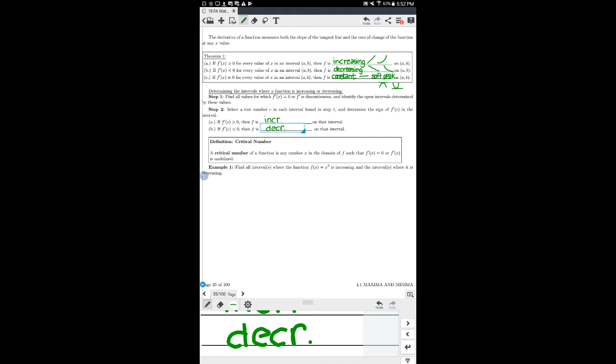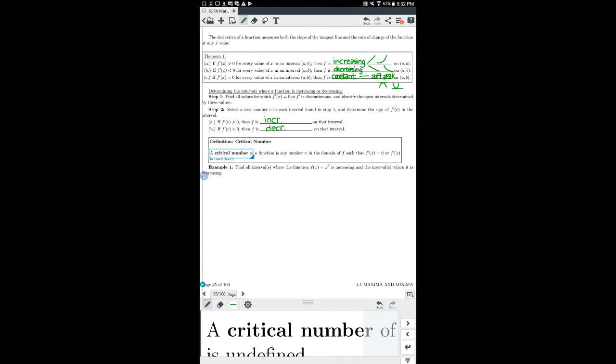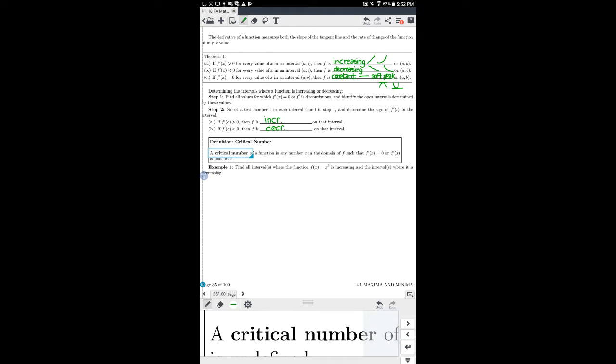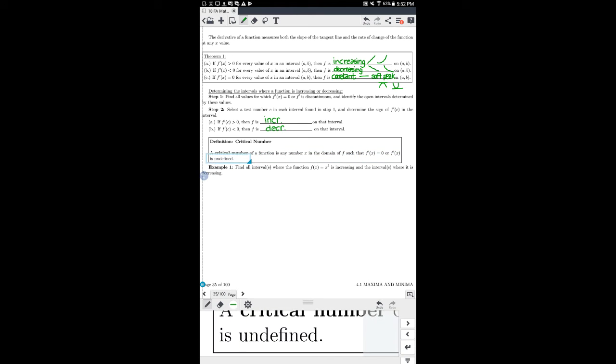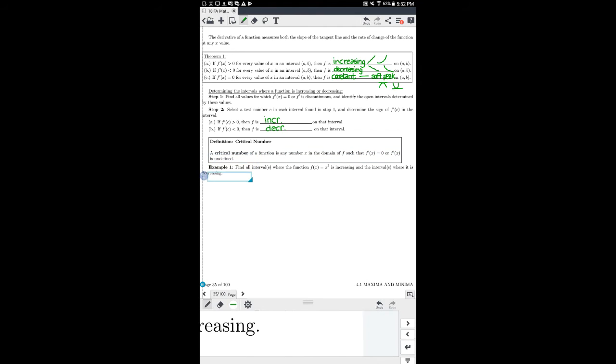And if we plug in and the derivative is negative, the original function f must have been decreasing on that interval. So with this, we get a definition: a critical number of a function is any number x in the domain of f such that f prime is 0 or f prime is undefined, meaning like the denominator is 0. So we're going to look at an example of this.